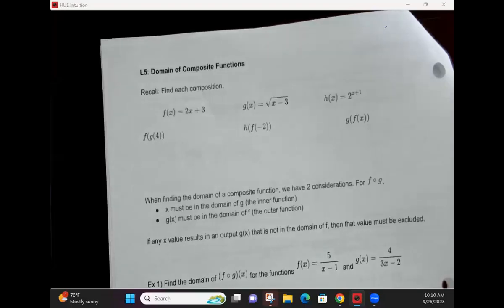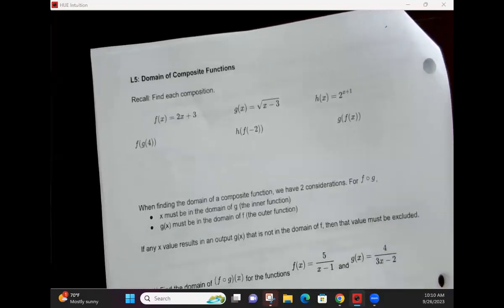Alrighty, so last topic for this unit, we're going to talk about domain of composite functions. So I have a few functions defined for you up at the top of page 23, and I just want to do a quick refresher of what it is we're doing when we take a look at composite functions. So I've got f of x, g of x, and h of x there. My first couple of problems are just asking me to evaluate.